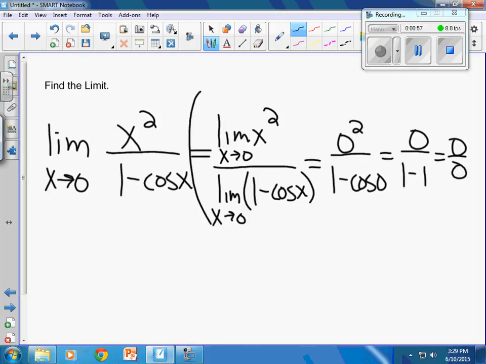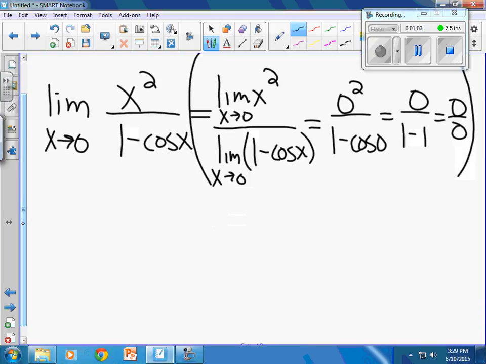That's an indeterminate form. And so we could try to do several things, but notice that there's really no way to get rid of the 1 minus cosine of x in the denominator. You can't factor and cancel. You can't rationalize the denominator. So one other tool that we have is L'Hopital's rule. So we can apply L'Hopital's rule here.